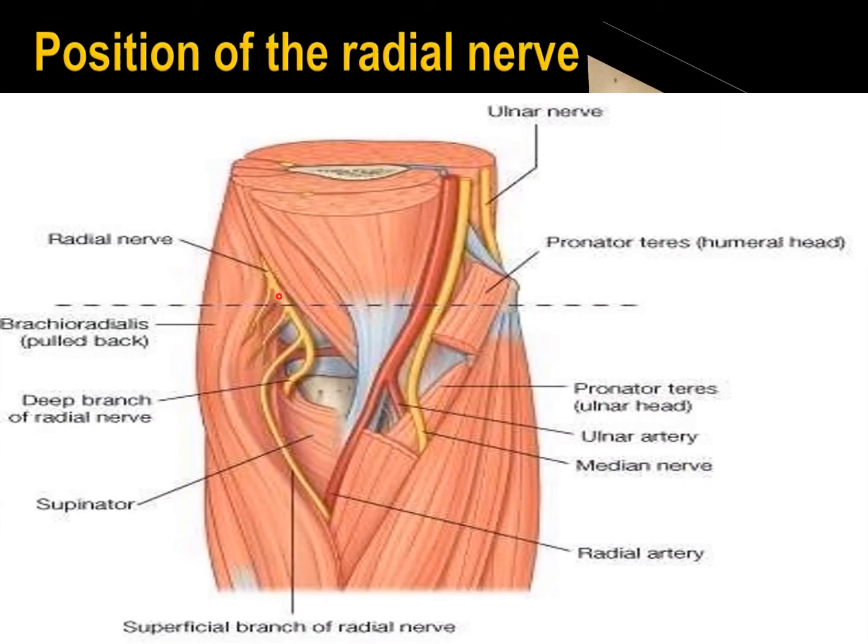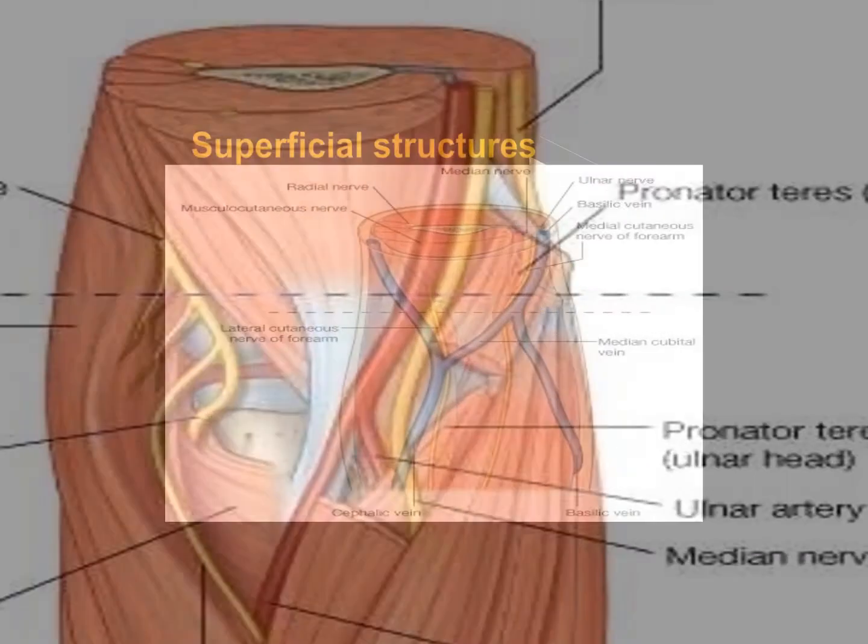So you can see in this picture, this is the radial nerve, then this is the tendon of the biceps brachii, then this one is the brachial artery, and this one is the median nerve.